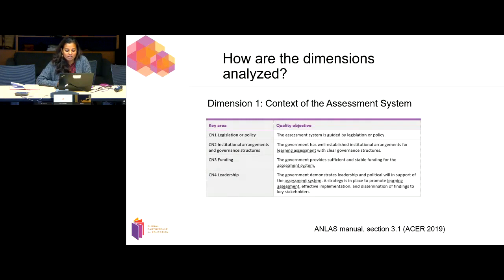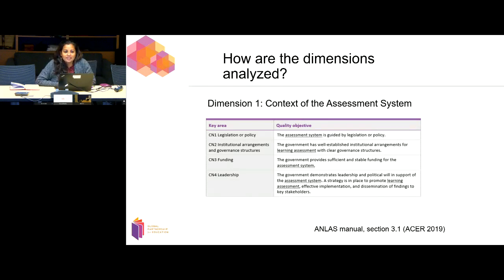So this example here shows the 4 key areas and quality objectives for dimension 1. So again, that's the context of the assessment system. So for example, the key area looking at legislation or policy, the quality objective is simply whether or not the assessment system is guided by legislation or policy, which is of course known to be a good practice.